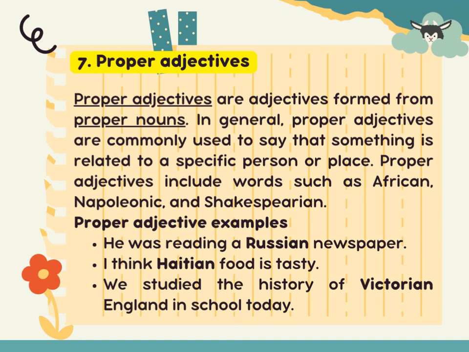Number 7. Proper adjectives. Proper adjectives are adjectives formed from proper nouns. In general, proper adjectives are commonly used to say that something is related to a specific person or place. Proper adjectives include words such as African, Napoleonic, and Shakespearean. For example, he was reading a Russian newspaper. I think Haitian food is tasty. We studied the history of Victorian England in school today.